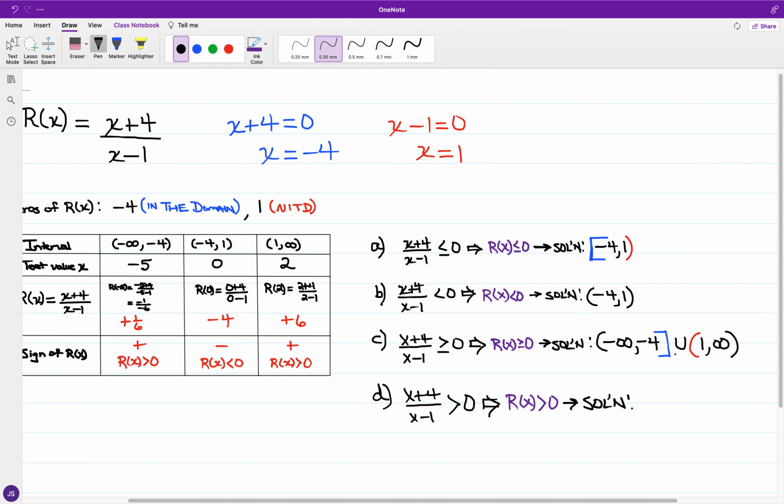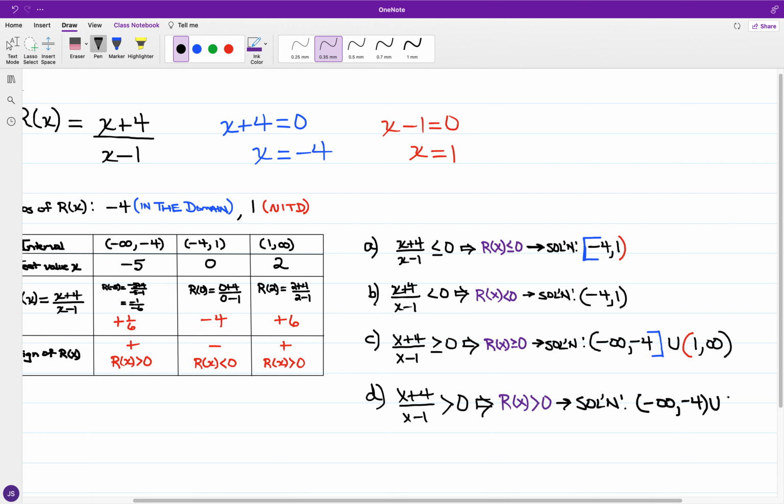And for the solution, it'll be the same numbers, but the exclusive use of parentheses. Okay, so again, we'll have those values of x less than -4, along with those values of x greater than 1. All right. So for less than or equal to 0, less than 0, greater than or equal to, as well as greater than 0, these will be respective interval solutions.